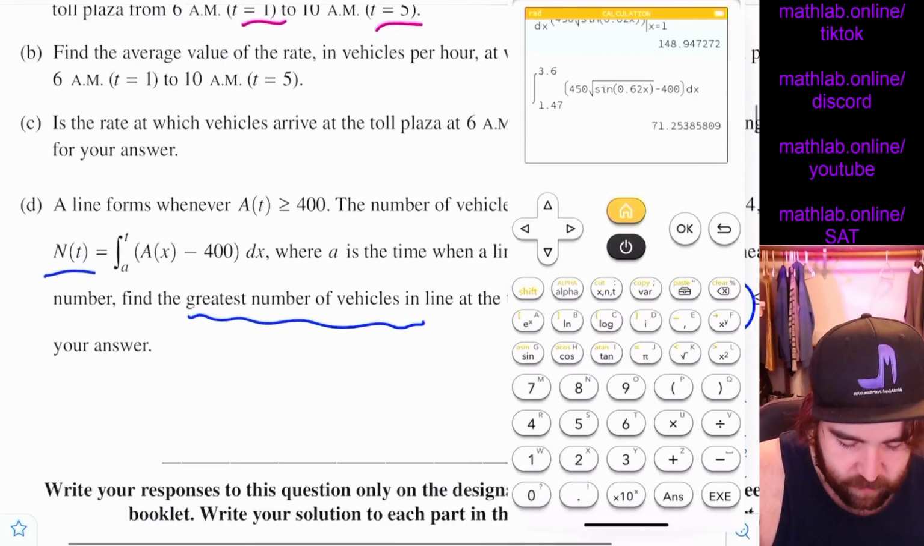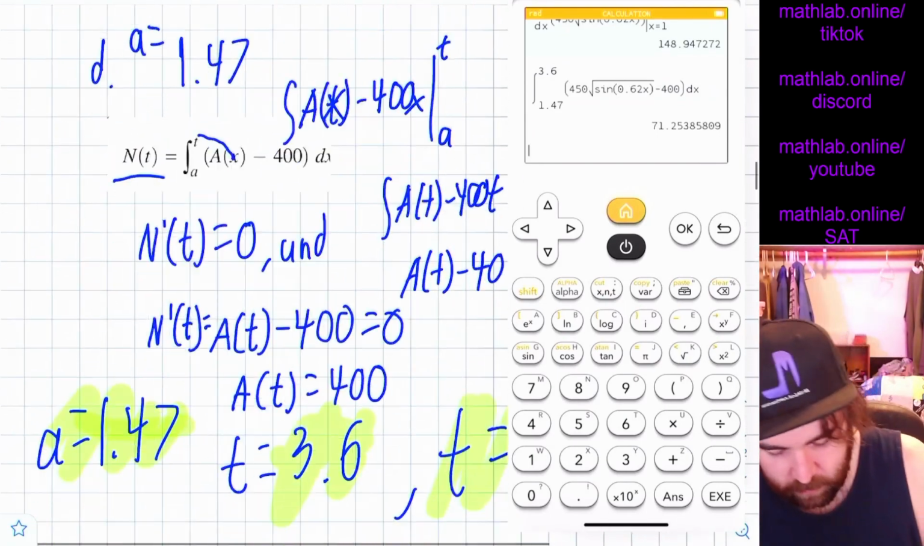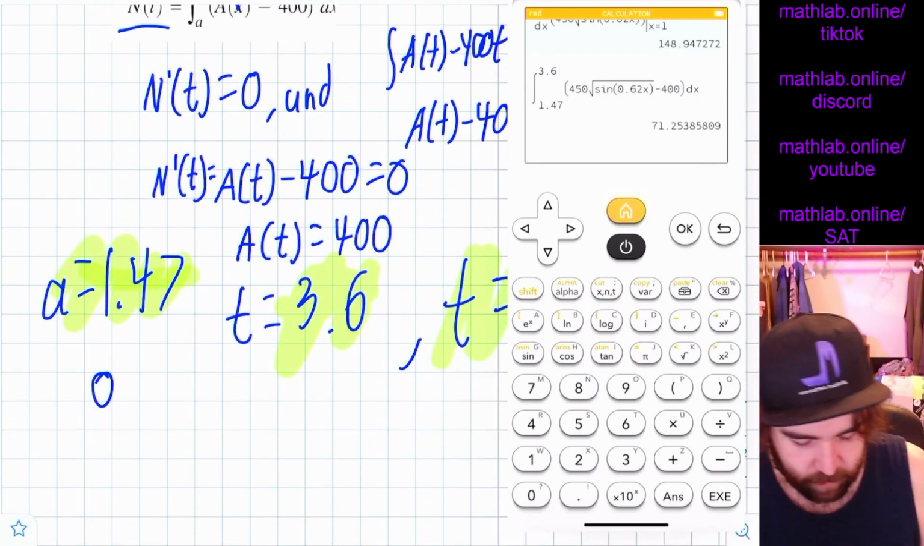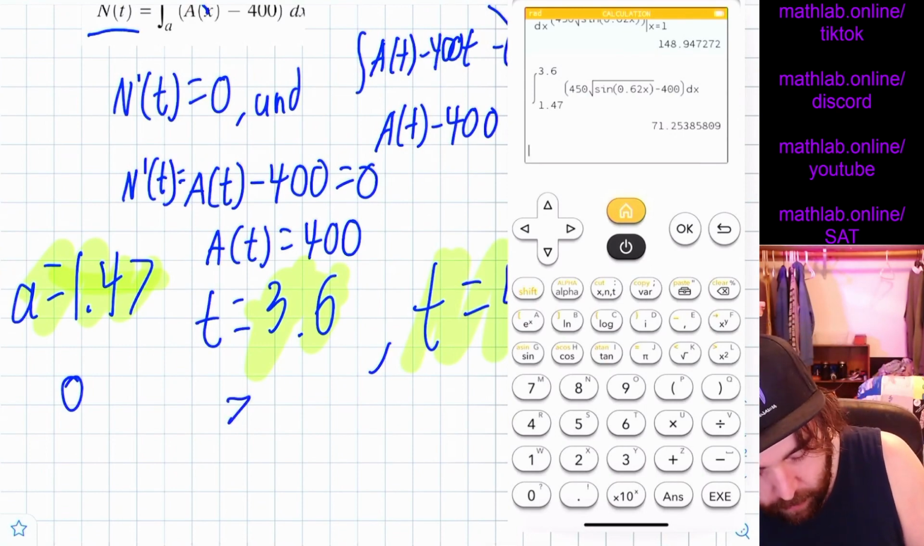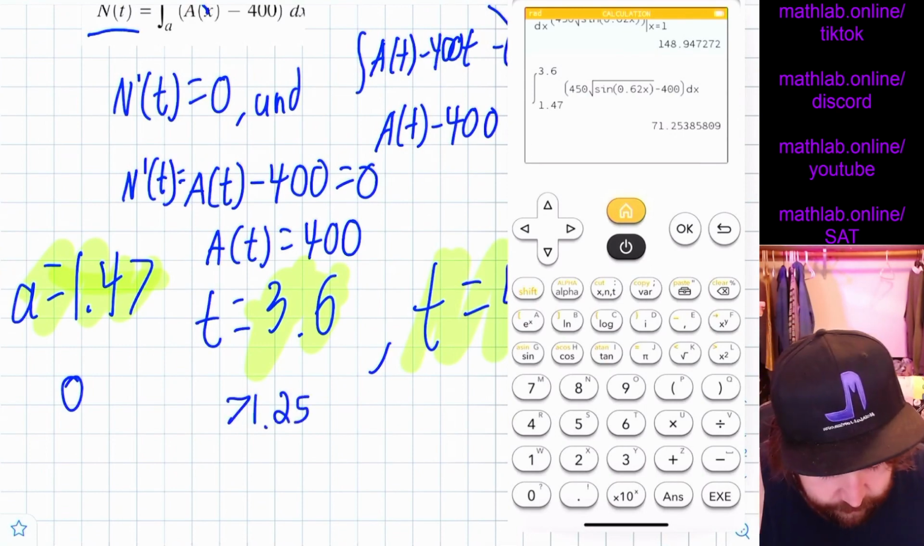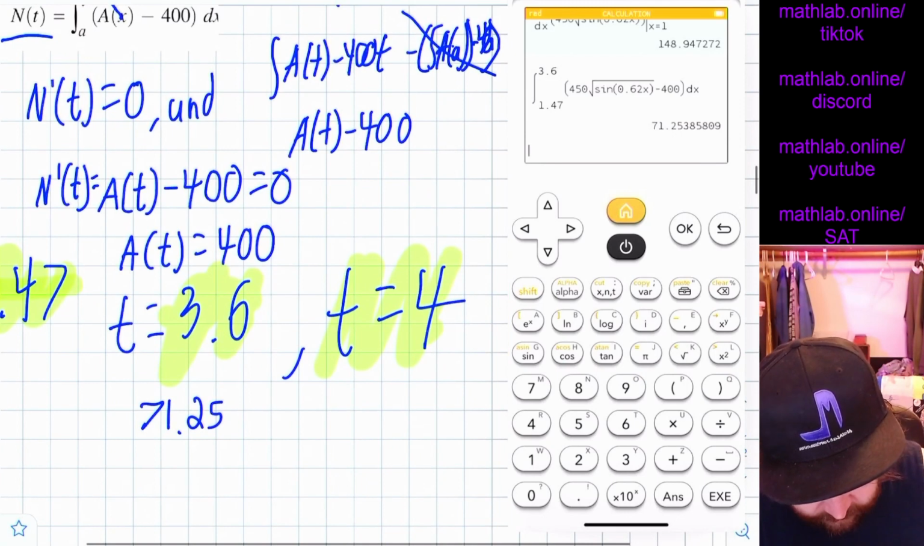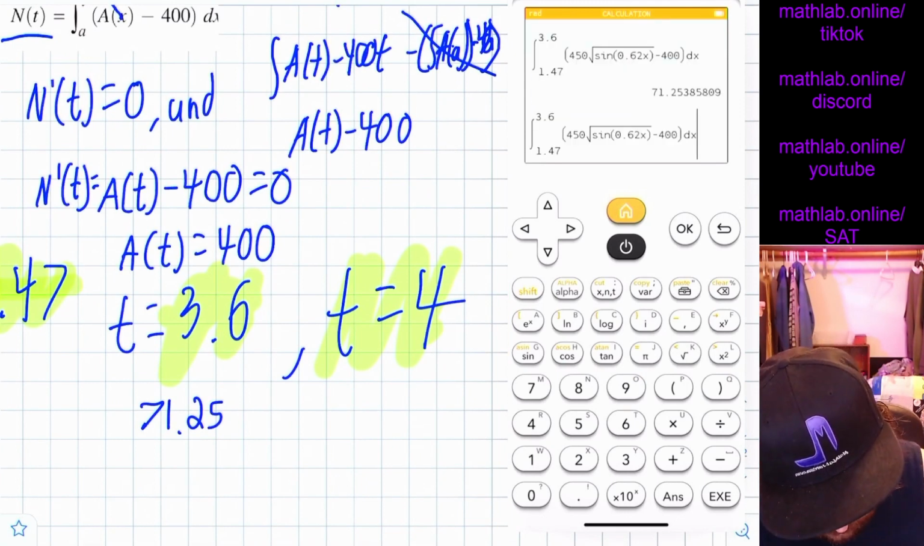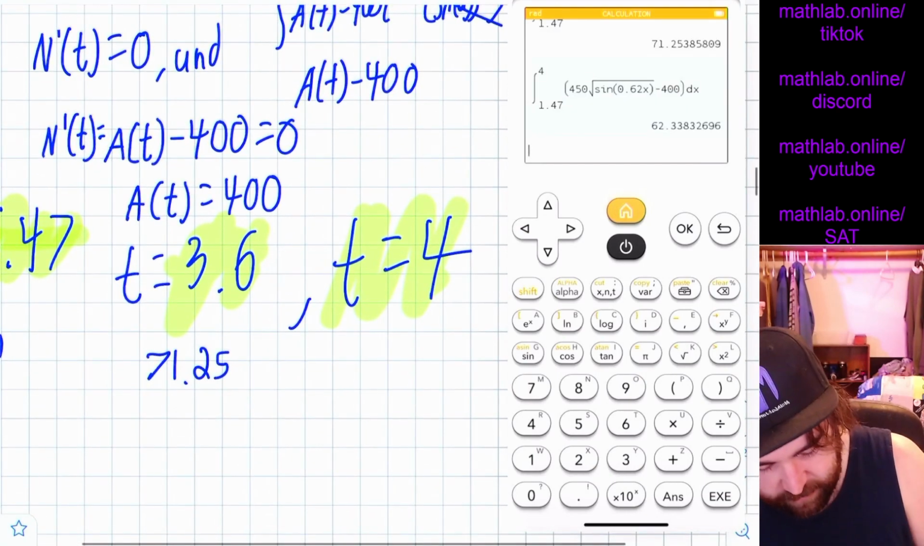Go. 71 people in line. So here there would be 0 people in line because that's when it just started. Here there's 71.25 people in line. And then at t equals 4, probably not. Surely it's gone back down at t equals 4. At t equals 4, it's down to 62.